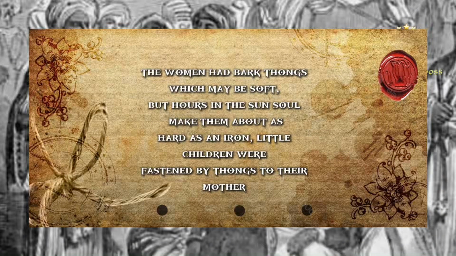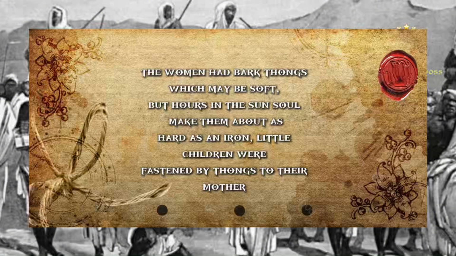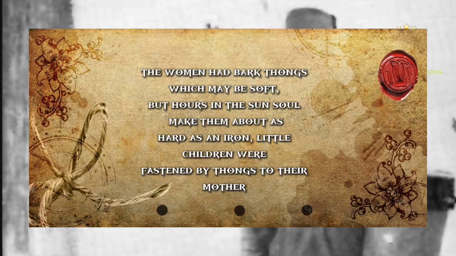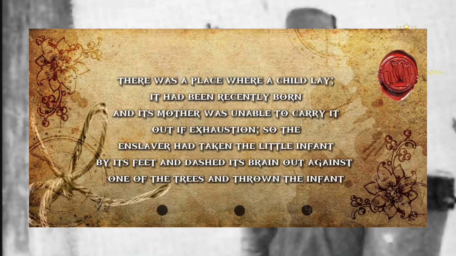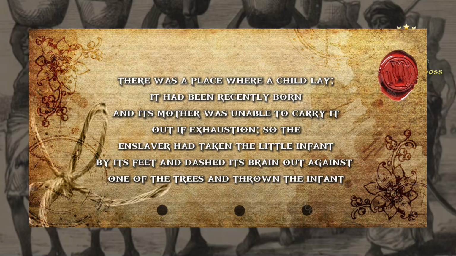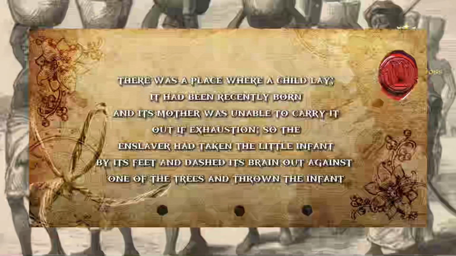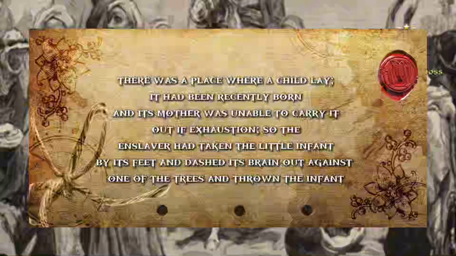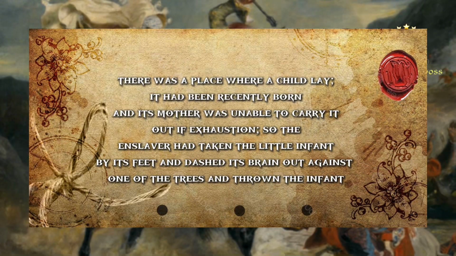The women had a bark thong. Bark thongs may be soft and subtle, but hours in the sun would make them as hard as iron. Little children were fastened by thongs to their mothers. They went on further and were shown a place where a child lay. It had been recently born, and its mother was unable to carry it. So the slave trader had taken this little infant by its feet and dashed his brain out against one of the trees and thrown it in there.